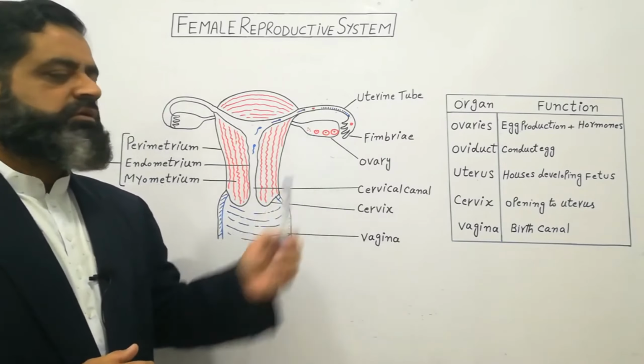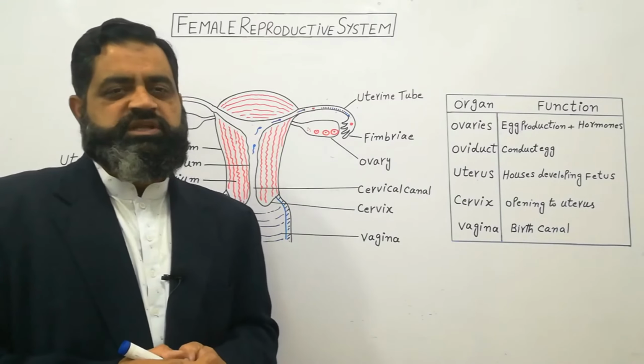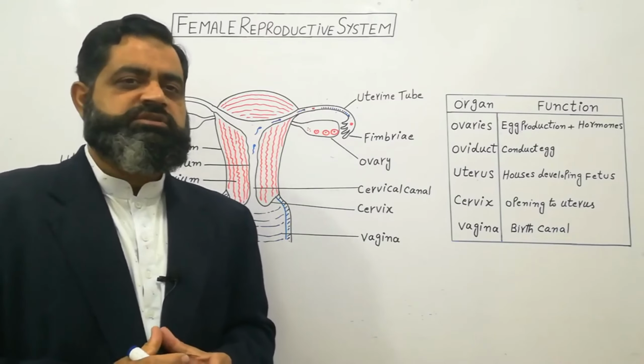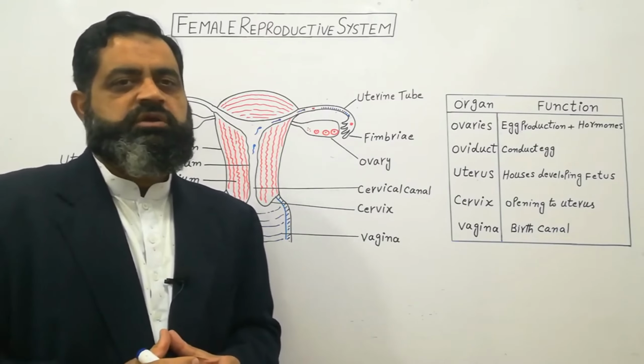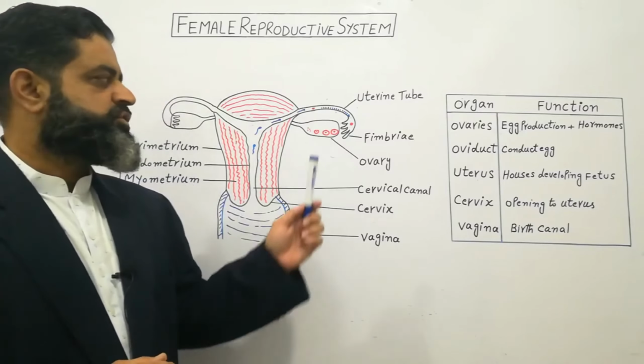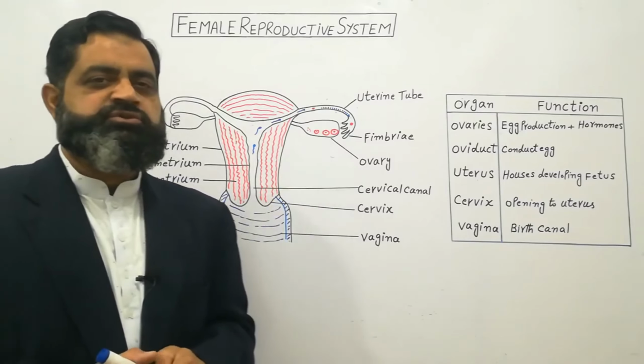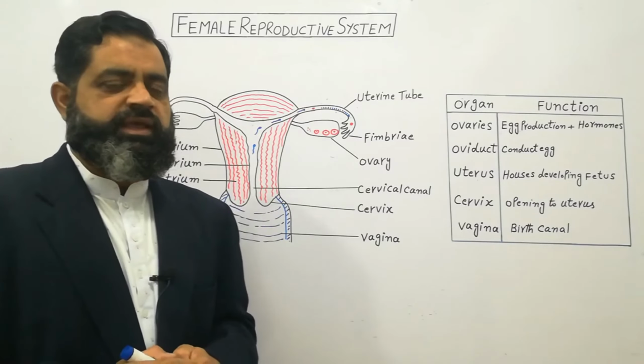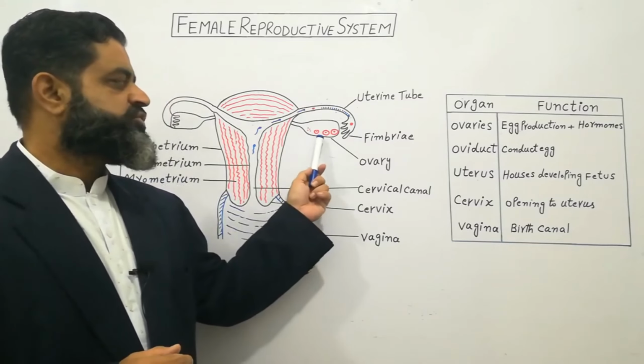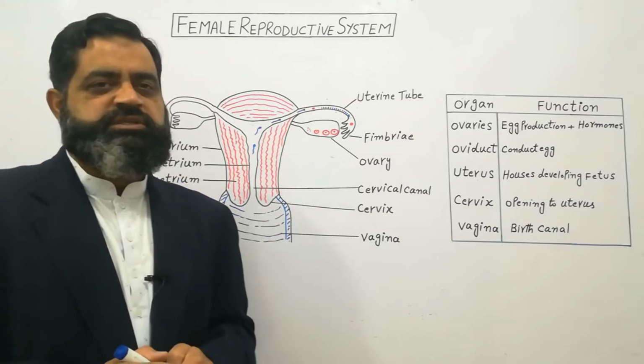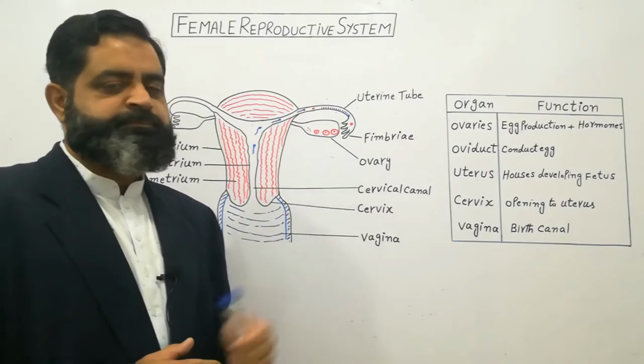In the ovary, the process of oogenesis takes place, which I have already discussed in my lecture. During the process of oogenesis, follicle cells help to mature an egg. When the egg is mature, ovulation takes place and the egg is released from the ovary.